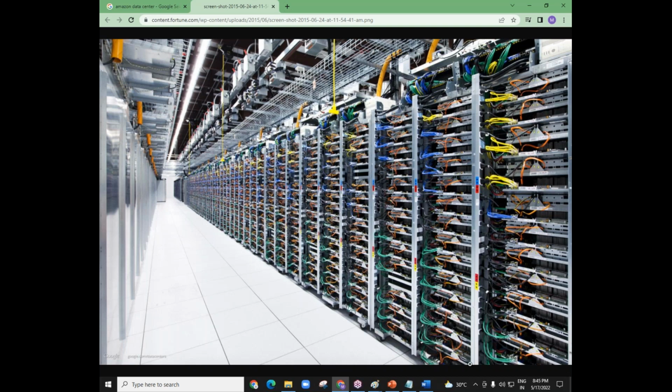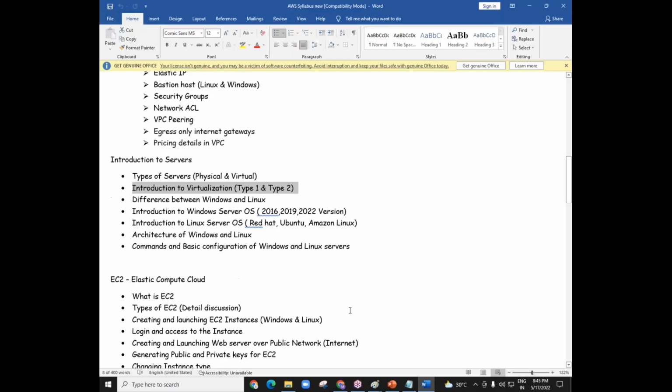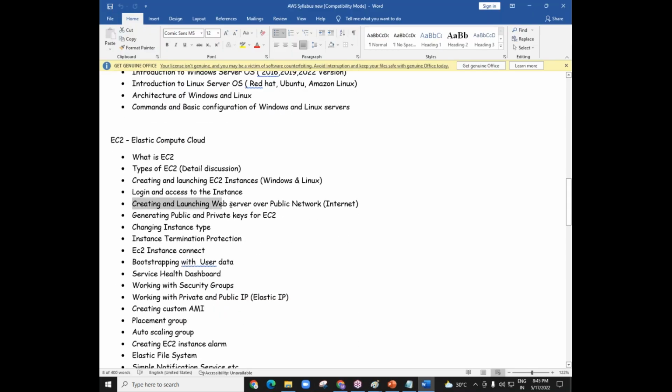There is a topic that we will see in coming classes, but if I just do the configuration here, see, creating and launching a web server over the public network, that is internet. So in coming classes I will show you how to launch a web server, and you will access the web server from your location. So how is that possible? We can simply use the cloud network, and we can simply run our servers over the cloud network. This is what cloud computing is all about, my friend. We are running our applications over the internet at some other data center.